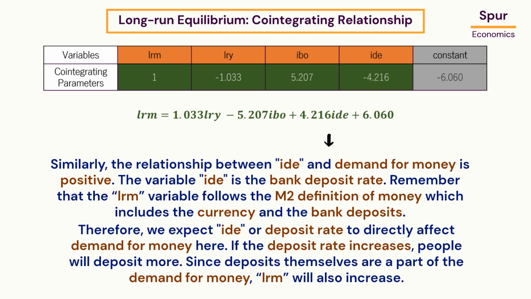Similarly, the relationship between IDE and demand for money is positive. The variable IDE is the bank deposit rate. Remember that the LRM variable follows the M2 definition of money, which includes the currency and the bank deposits. Therefore, we expect IDE or deposit rate to directly affect demand for money here. If the deposit rate increases, people will deposit more. Since deposits themselves are a part of the demand for money, LRM will also increase.